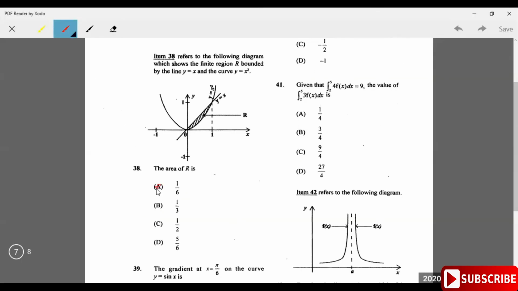Here it is, option A. So again, it is the area of the line minus the area of the curve. So area under the line minus area under the curve gives you the common region between the two. So you can always remember that it's going to be area of the line minus the area of the curve to give the common region between the two. So that's option A.